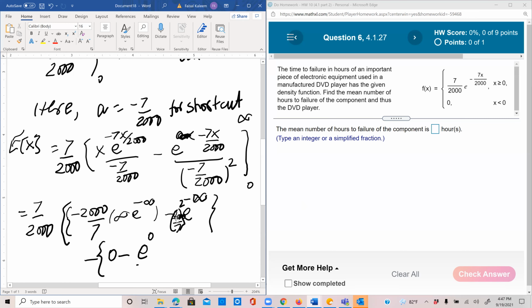The reason I was casual about it is because e to the negative infinity is going to be 0. So maybe let's just write it over here. Minus, so here a minus, this is 2000 over 7 whole square. And that finished the upper limit. And then in the lower limit, I have a 0, and then e to the 0, and then I have 2000 over 7 whole square.